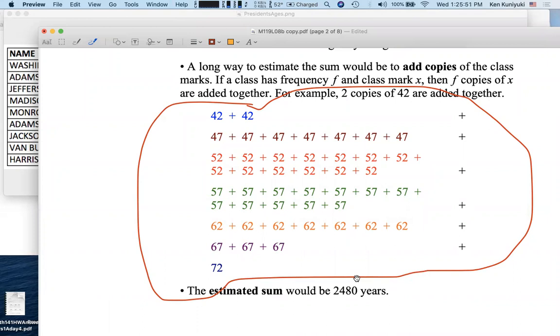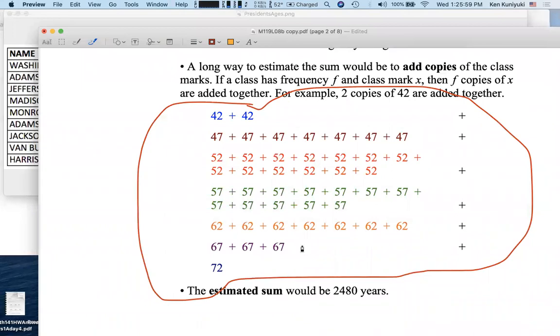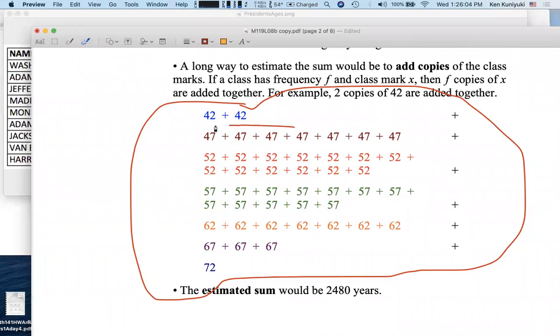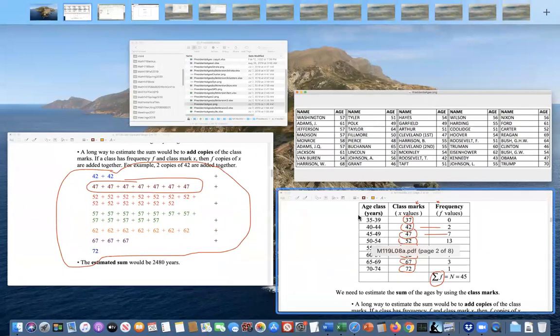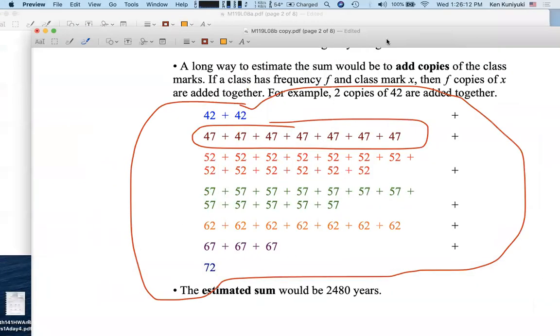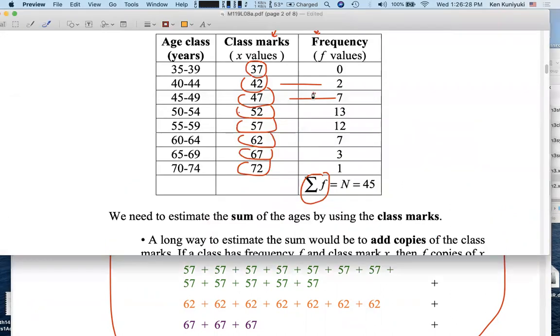Now, hold on. You might be asking, but this is so much adding. I may as well just go back to the original data set and add these all up. How can we make this much more efficient? For example, the 7 copies of 47. What's a fast way of computing this sum here, taking the 7 copies of 47 and adding them up? Instead of adding them up directly, what could we do? We could just take 47 times 7, or vice versa, 7 times 47.